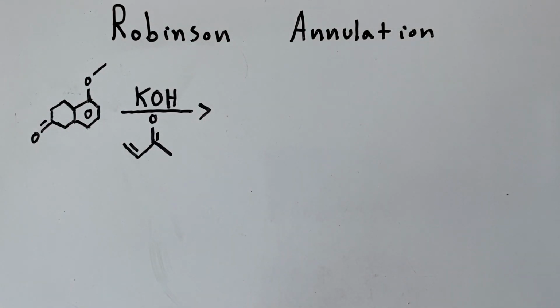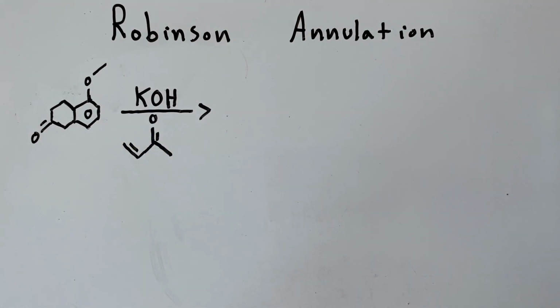Hi everyone, let's talk about a Robinson annulation. So annulate means composed of rings. So an annulation is going to be a reaction which forms a new carbon ring. So our starting reactant, we're reacting with a strong base, hydroxide.